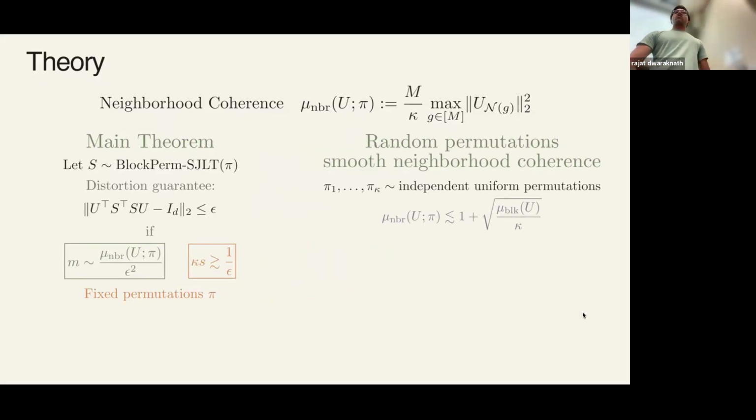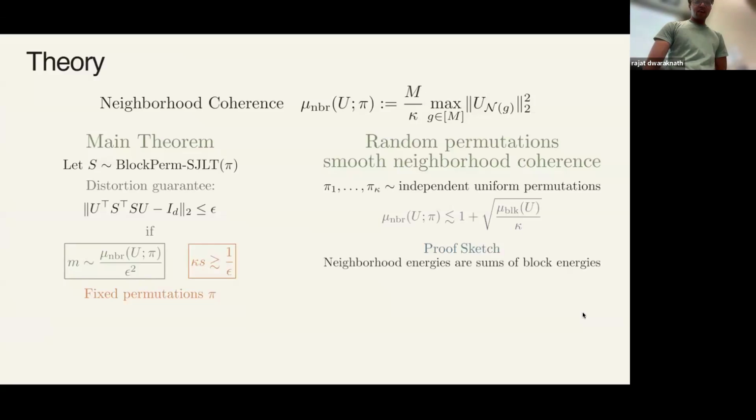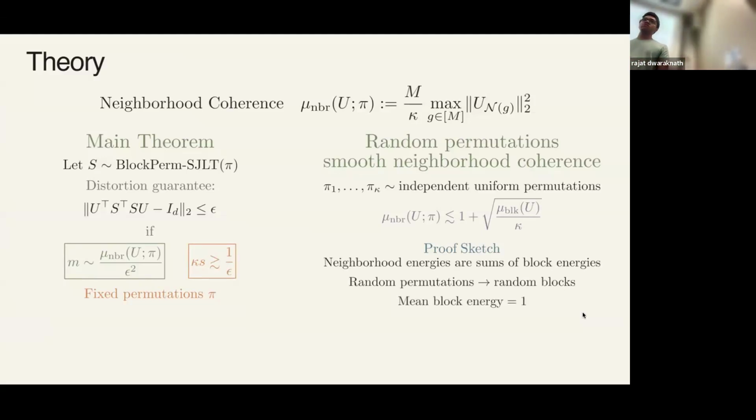Now, I've talked a lot about sketching, so what better way than to end with a proof sketch? So this is going to be very quick. The neighborhood energies that we talked about were like a sum of block energies, right? And if you choose the permutations to be random, they're going to be random blocks. And then you can show that the mean block energy is 1. So, okay, you have a sum of random variables with mean 1. The variables are matrices, so you can just use matrix Chernoff to control the deviation from them.